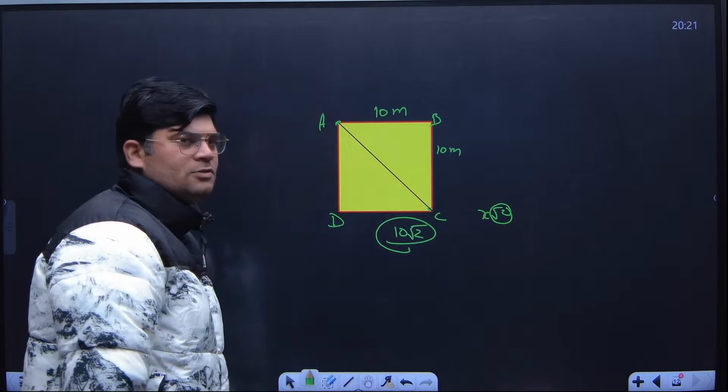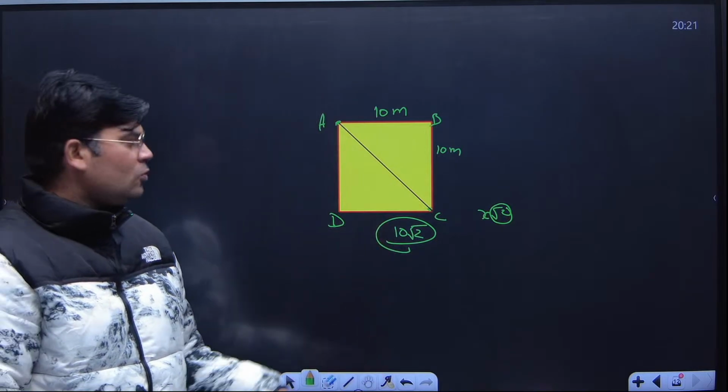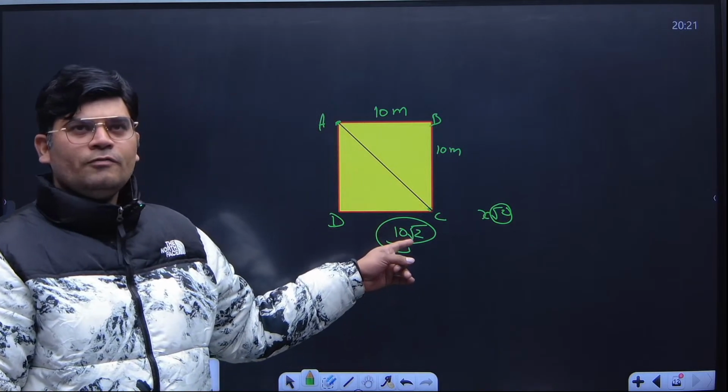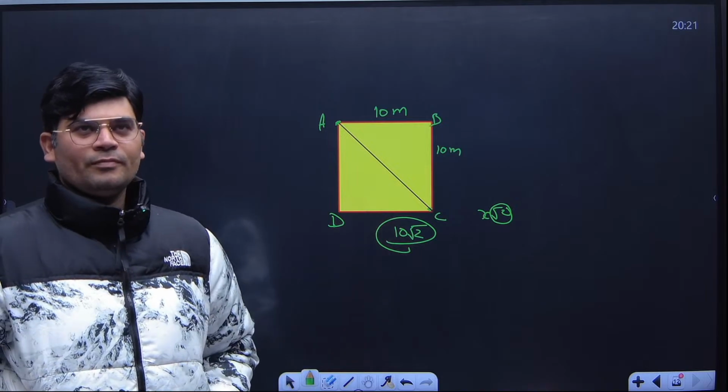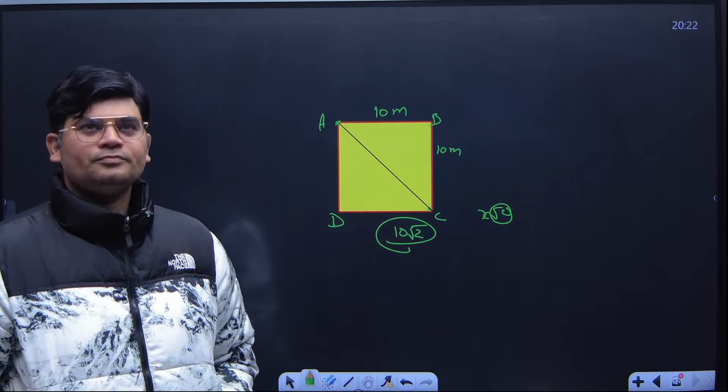Okay, and how to find the square root of a number, that I will teach you later. You know or not? How to find the square root of a number? Kind of. Partially, sir.